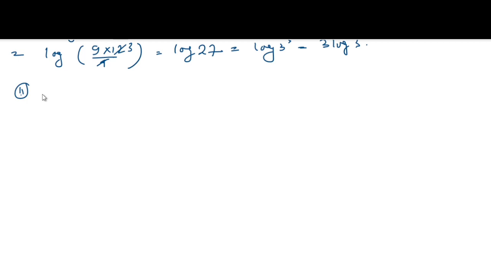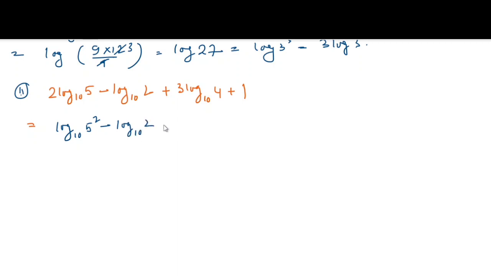What is the question? That 2 log this, log this is the question. Okay, now we need to express that in single logarithm. How to express that? You can see that this one is log 10 base 5 square minus log 10 base 2 plus log 10 base 4 to the power 3 plus 1. Log 25, log 2, log 10 base, here all the bases are 10, right, 4 to the power 3, that is 64.